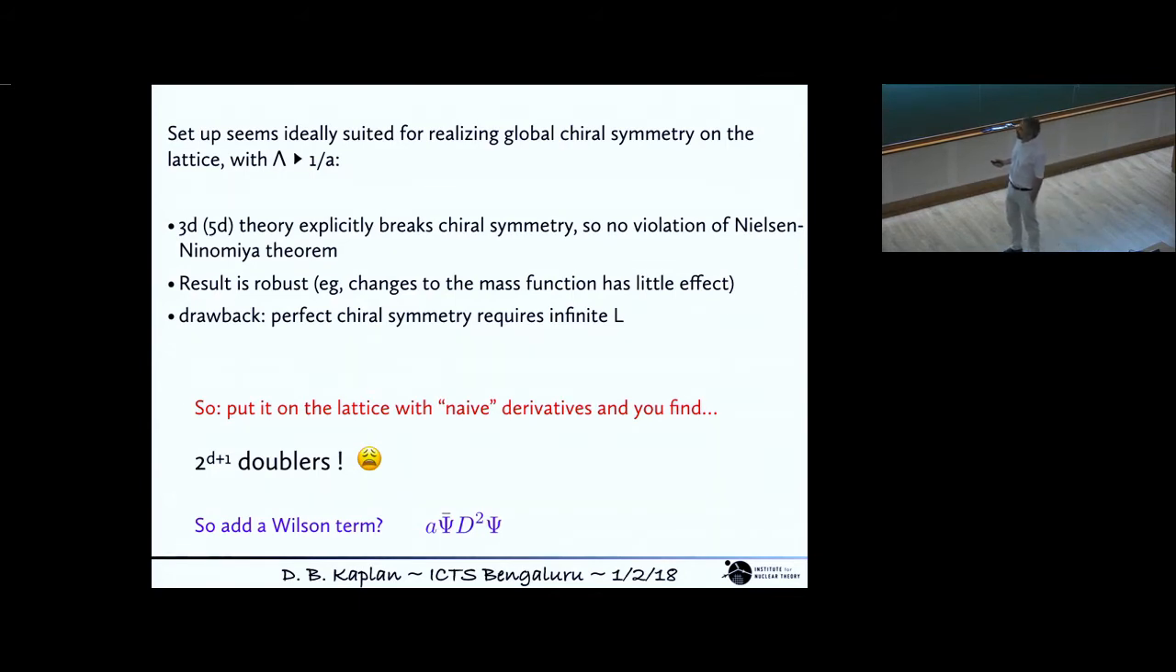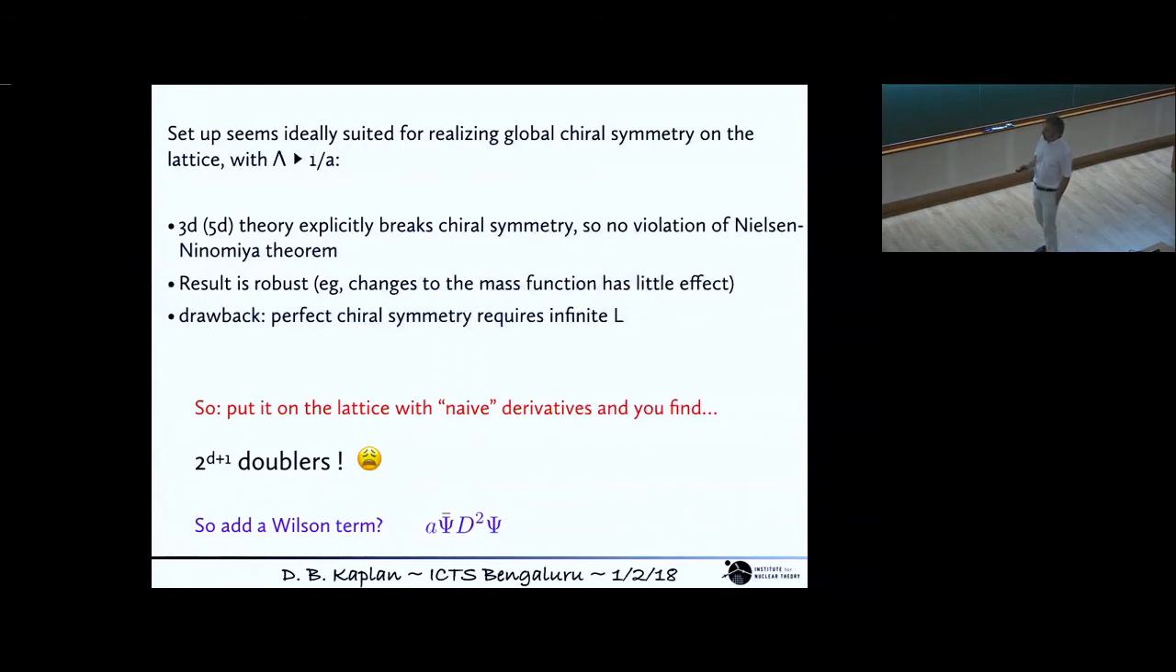And the result is very robust, because it seems like what goes into the existence of the 0 modes is just the fact that the mass is positive on one side and negative on the other. And so you can make it wiggle, you can shift it up and down. There's a lot of room to change this without changing the fact that you have localized modes on the surfaces. The drawback, however, of course, is that if you want exact chiral symmetry, you need infinite L.